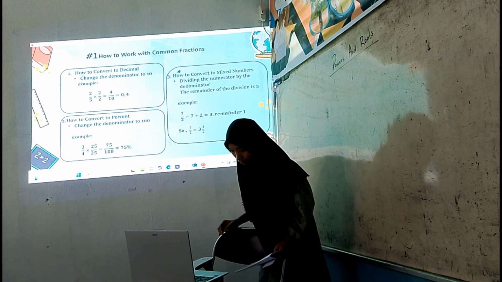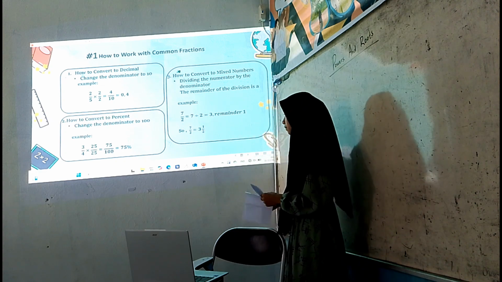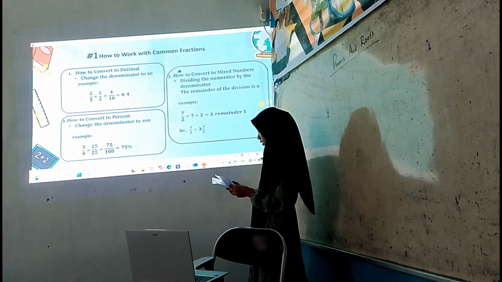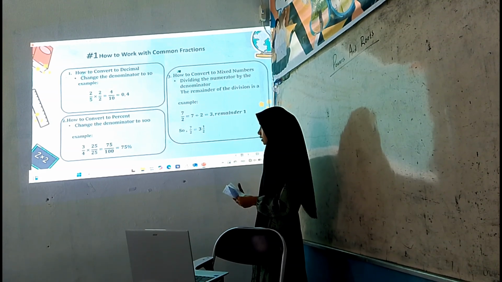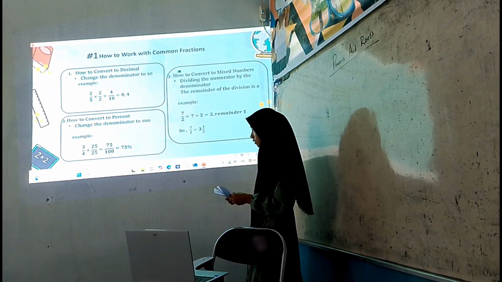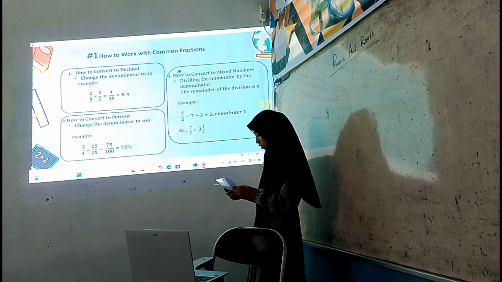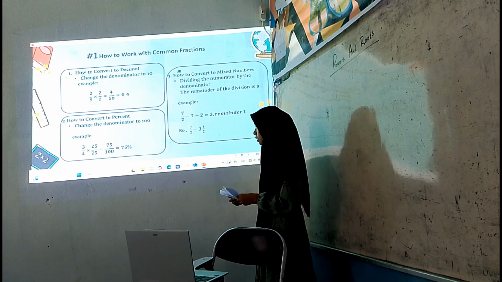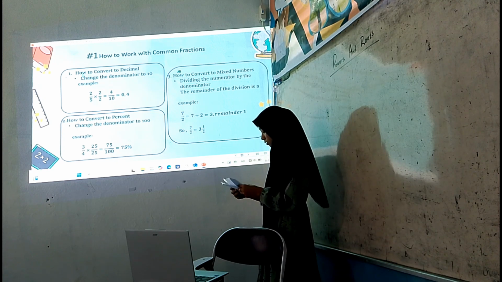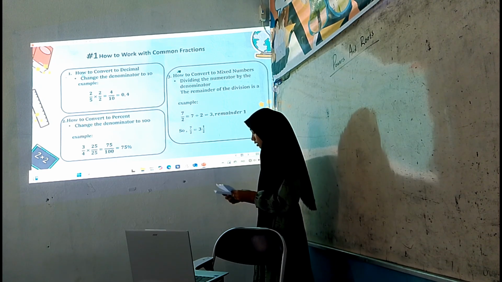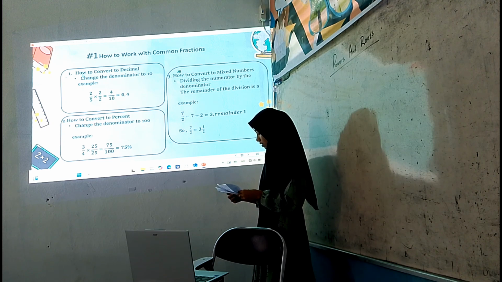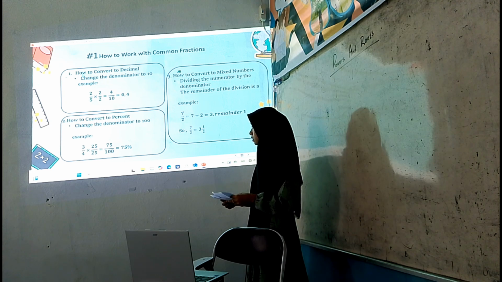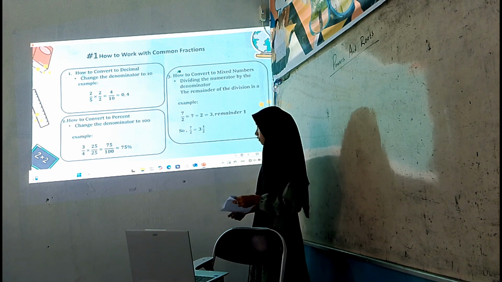The second, how to convert to percent. We can do it by changing the denominator to 100. Example, 3/4 times 25/25 equals 75/100. Now, 75/100 as a percent is the same as 75%.